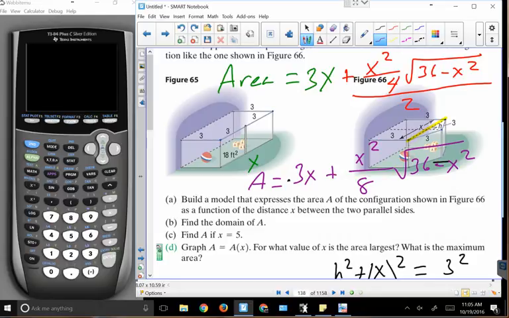Now the rest of it's real simple: find the domain of A. Well, what's the domain of the area? The smallest area that it can be is 0, the largest area that it can be is 18, right? Maybe, maybe not. But we would be able to take this function, put it into the graphing calculator, find its maximum, and we can go from there.